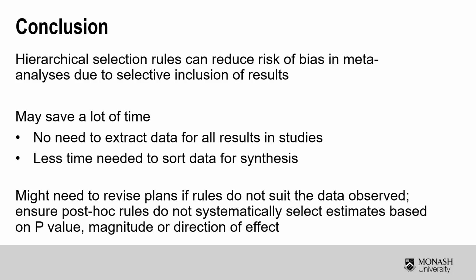As with all of the issues we've discussed so far, it's possible that you might need to revise your plans if the rules you pre-specified aren't really suited to the data you observe. So it may be that you come up with a hierarchy of measurement instruments, and yet all the studies you find use completely other measurement instruments. But when you do revise those plans, please ensure that those post hoc rules do not lead to you systematically selecting estimates based on their magnitude or p-value or direction of effect. Have some good rationale for making the selection.